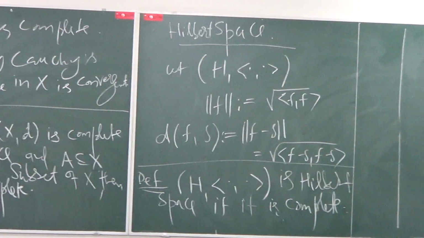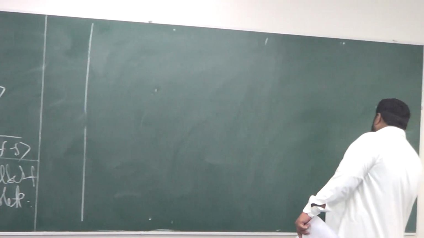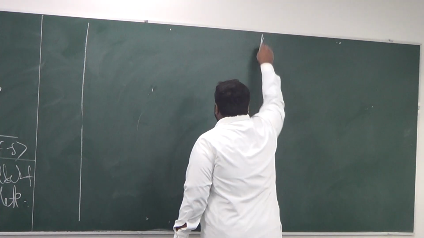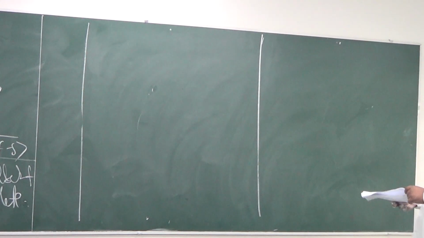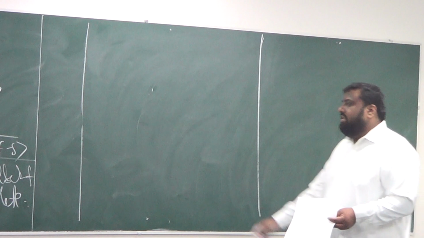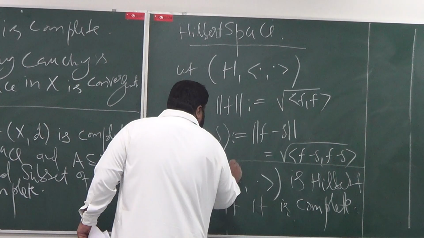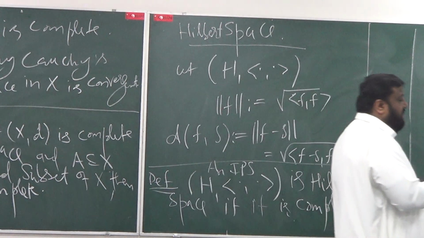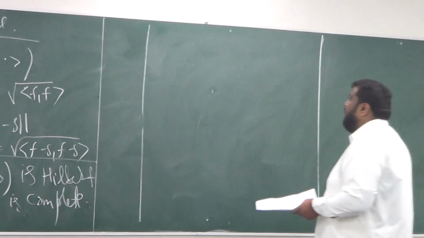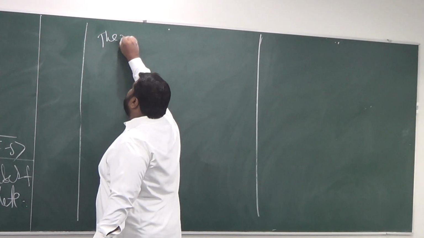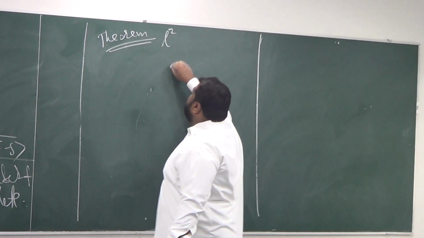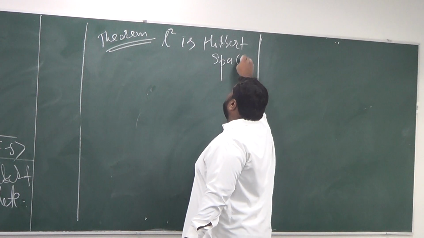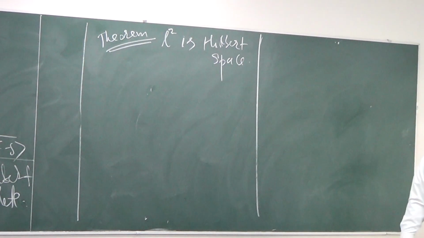I'll do one example and one non-example. When I'm writing this, I mean this is an inner product space. Here's an example. I would like to write it in the form of a theorem: L2 is a Hilbert space.